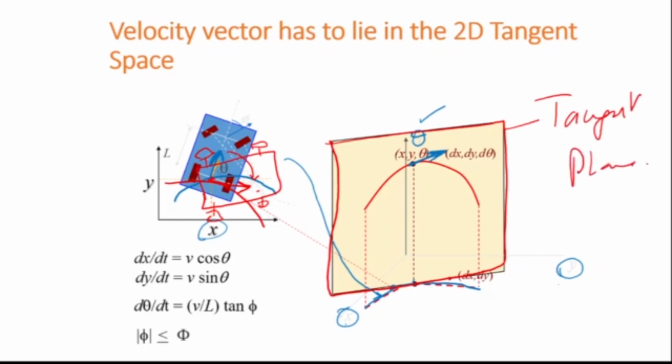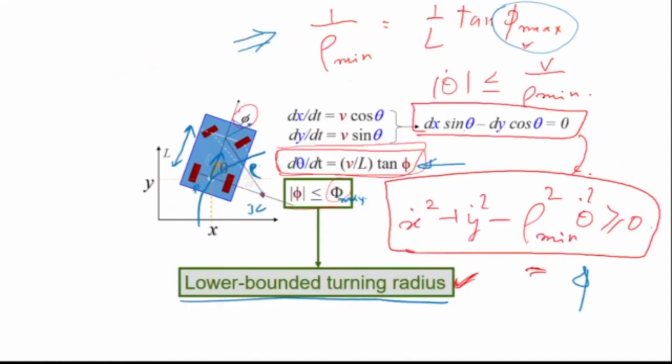Now, if there is a turning radius, we have seen that the car is constrained to move in a particular direction. It is constrained by this equation. Why? Because there is a turning radius of the steering wheel. Phi max and rho are there, which means that this condition has to be satisfied.